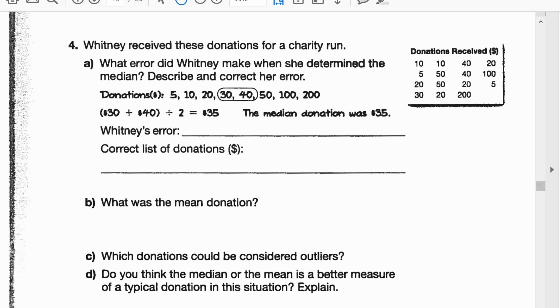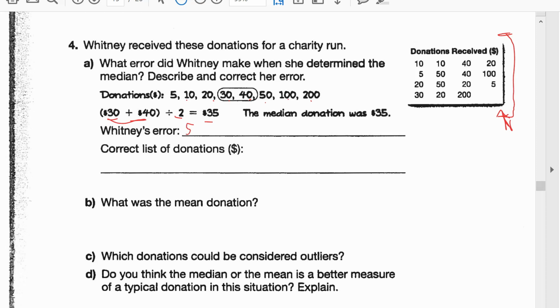Okay, number 4. Whitney received these donations for a charity run. Okay, we have those ones. What error did Whitney make when she determined the median? Describe and correct her error. For donations, she has 1, 2, 3, 4, 5, 6, 7, 8, but there's way more than 8 over here. And then she took the 2 middle numbers, divided them by 2, got 35. So her error, she actually didn't write all of them out.